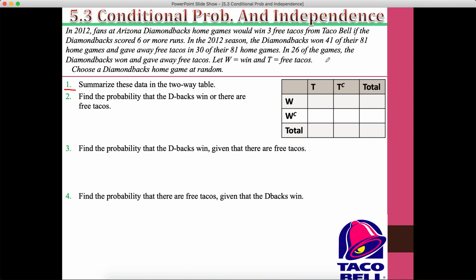If I were to take this information and look at the complements of some of the events and count down, I'd end up with this table. There are 81 games, 26 involved having tacos and a win, and so on and so forth.